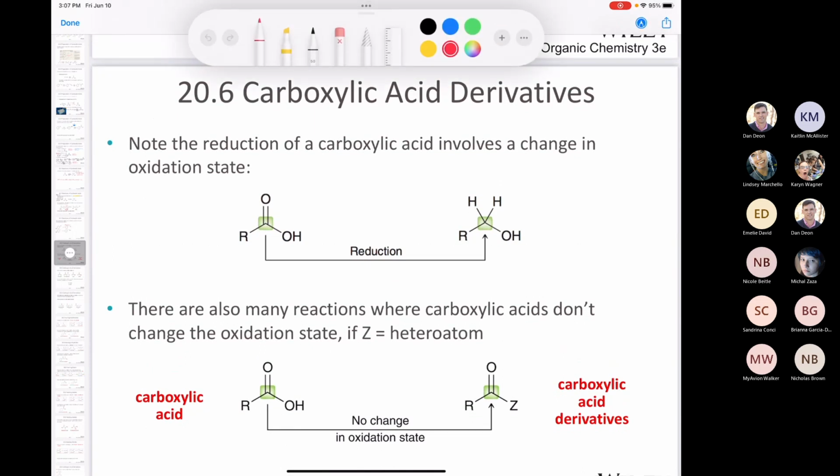All right, so now we get into carboxylic acid derivatives. So compounds that are related to carboxylic acids.